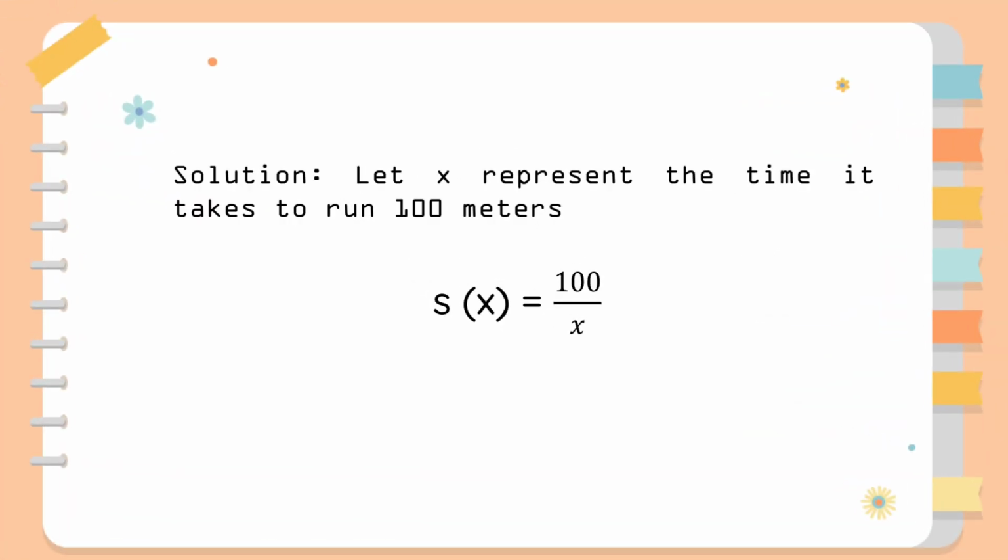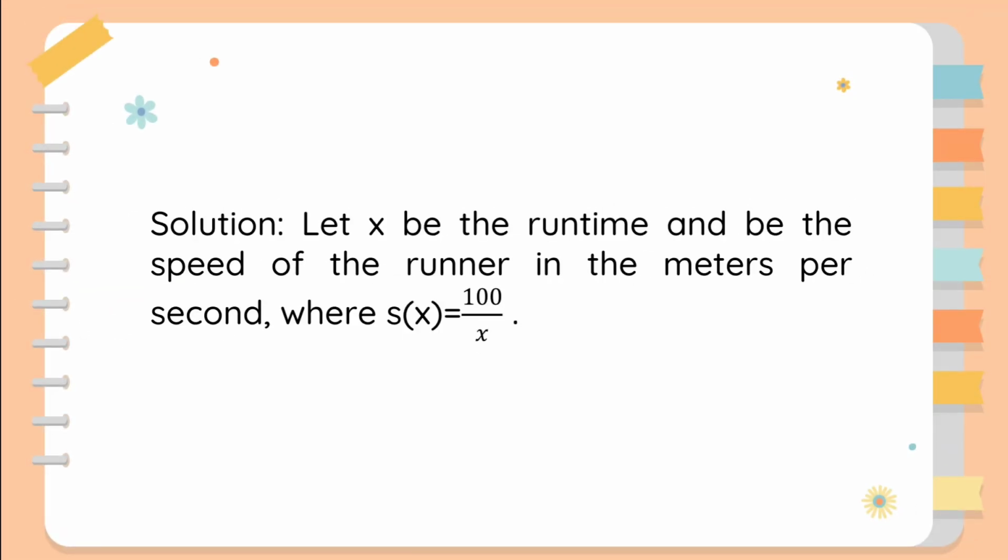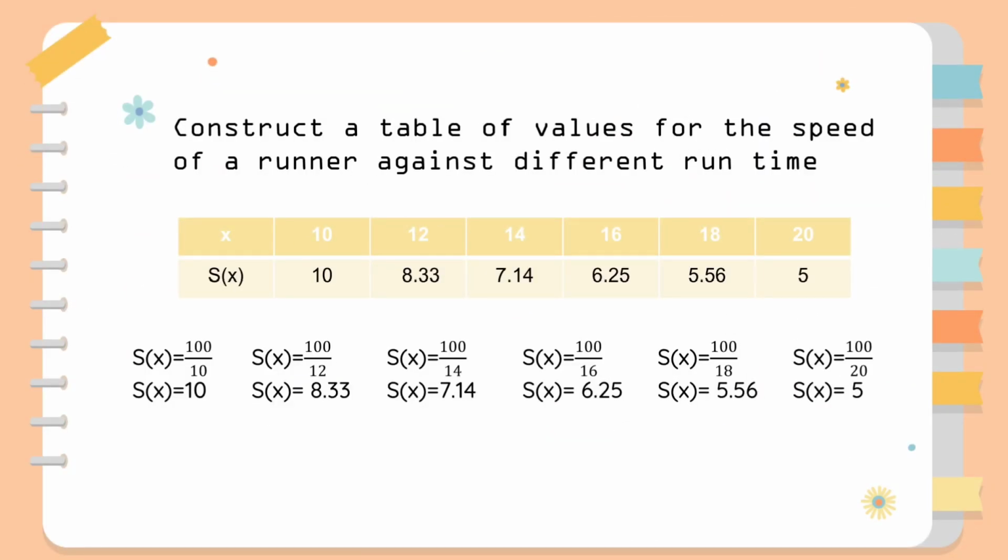Solution: let x represent the time it takes to run 100 meters. S of x equals 100 over x. Let x be the runtime and S of x the speed of a runner in meters per second, where S of x equals 100 over x. Construct a table of values for the speed of a runner against different runtimes. In the table of values, we have the runner's runtime from 10 seconds to 20 seconds.